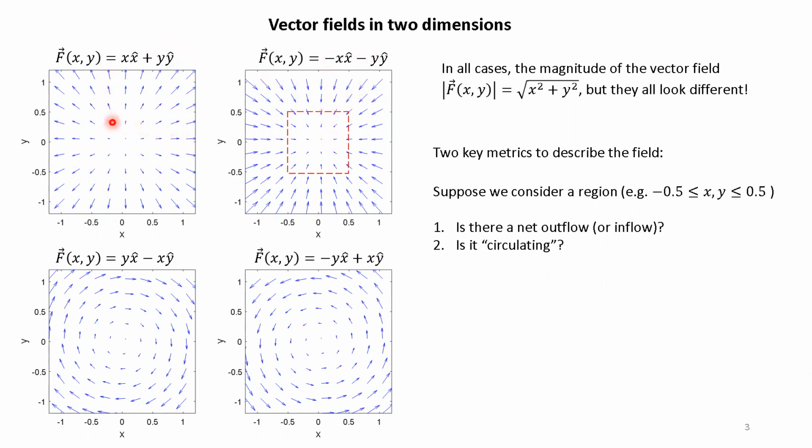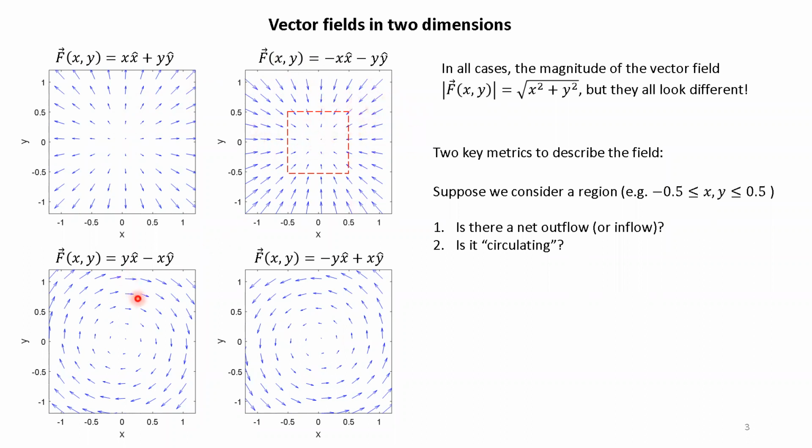Now the difference between this one and this one is just that here you can see that the vectors are always pointing away from the origin. But here, because of the minus sign, the direction is reversed for all the vectors. So they are all pointing towards the origin.